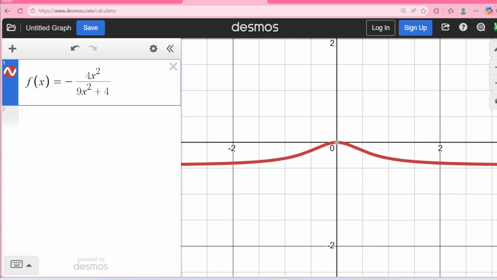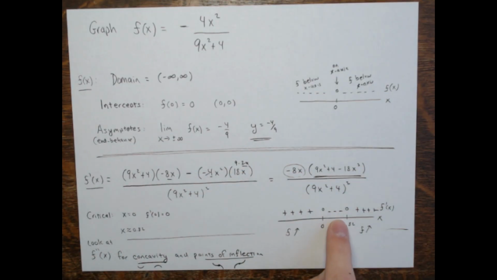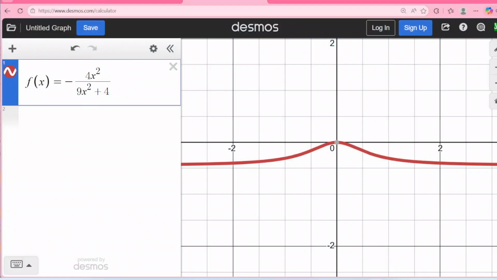All right, and then we said increasing to the left of 0. All right, we're looking at the first derivative information. Going up to the left of 0, going down to the right of 0. So you got this local max at (0, 0), and you see that here, top of a hill, increasing to the left of 0, and then decreasing to the right of 0.